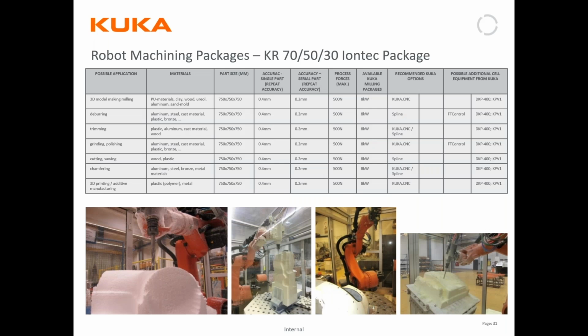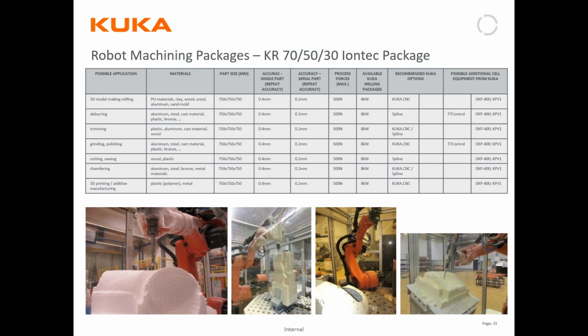There are certain tests which are conducted internally, and possible applications for a KR70, the IronTech robot series, are 3D model making, deburring, trimming, grinding, polishing, cutting, chamfering, 3D printing, and so on. These are suitable for materials like clay, wood, aluminum, plastic, bronze, and so on. The part size is 750 by 750 by 750 millimeters on which these tests were conducted.